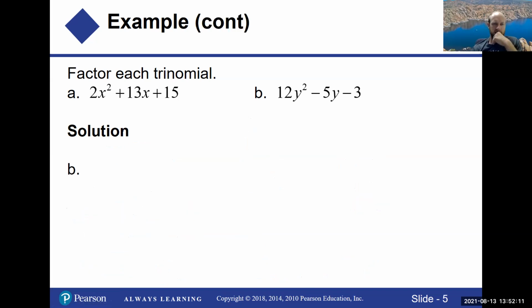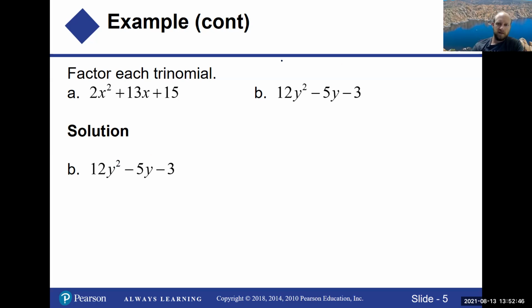Okay, this one, I'm going to factor question B. So instead of the two numbers being positive now, the two numbers are going to be negative, and some of these are just a little bit different. So I have 12y squared minus 5y minus 3. So again, these are in descending order. I have basically our greatest degree term, our next greatest degree, our last greatest degree. Again, degree of a term is just based on the exponent.